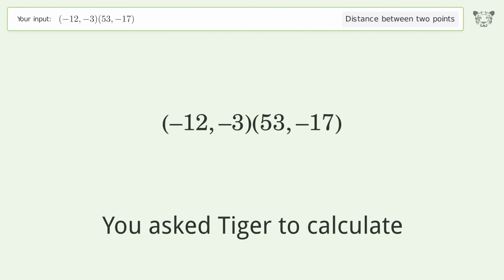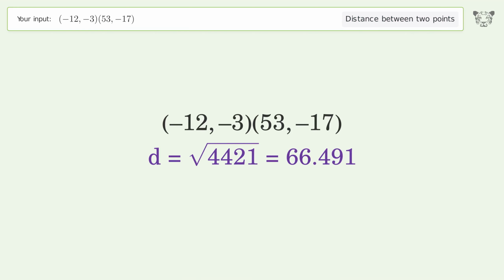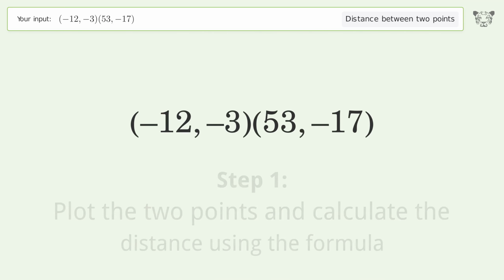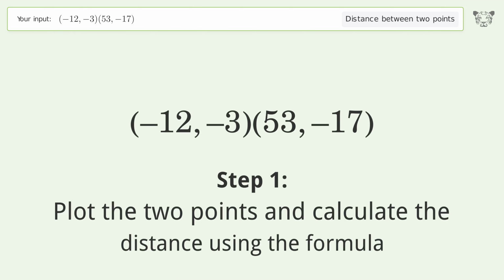You ask Tiger to calculate. This deals with the distance between 2 points. The distance between the 2 points is the square root of 4,421, or 66.491. Let's solve it step by step. Plot the 2 points and calculate the distance using the formula.